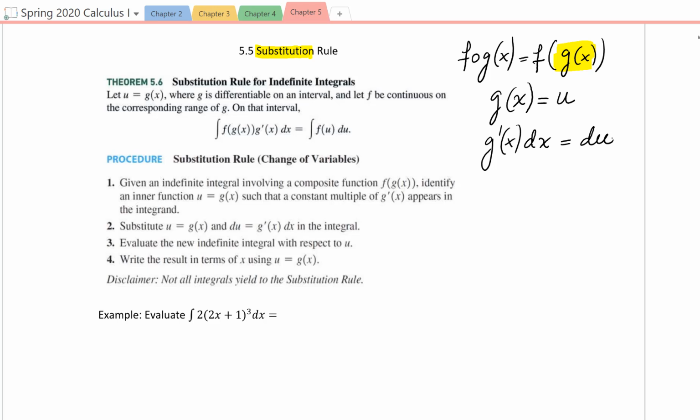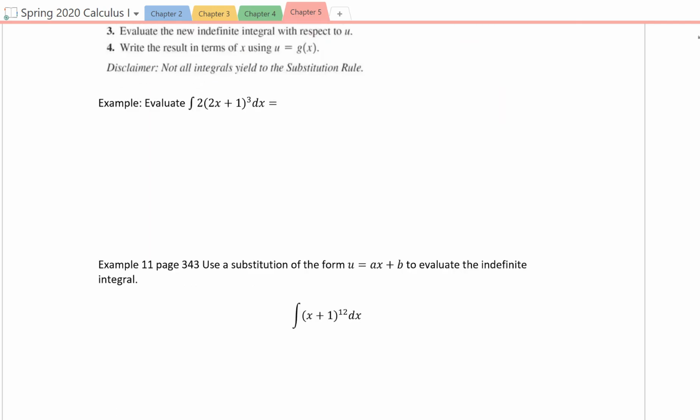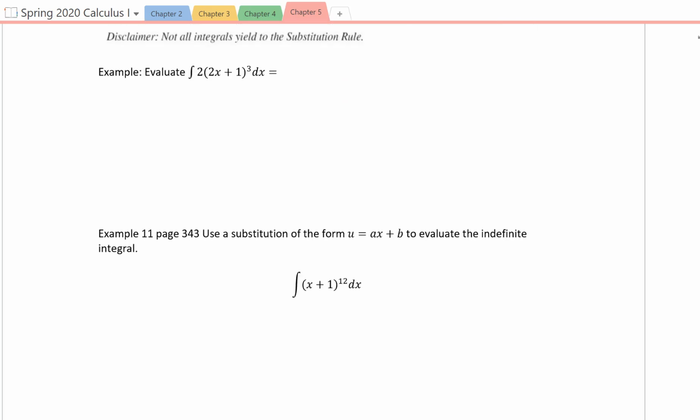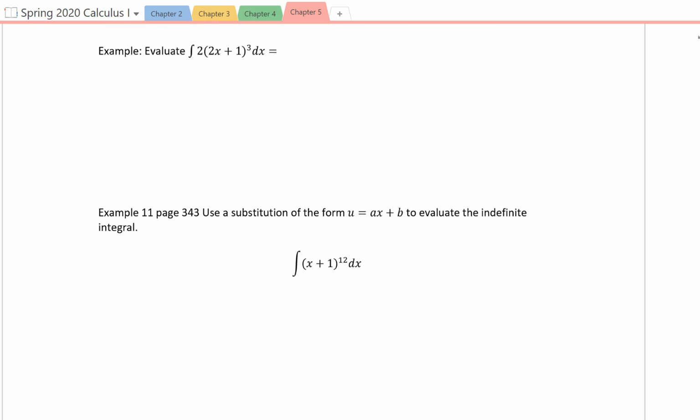Now, let's see this problem. You can read, if you want, the steps that we have for the procedure. And let's do the following problem. So look at this one.